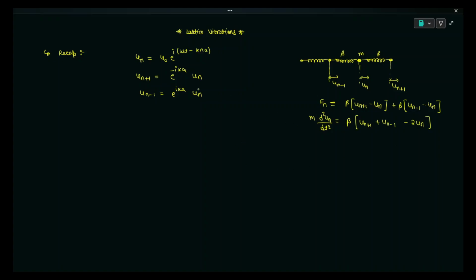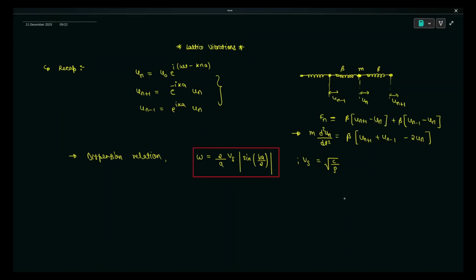We substituted all these solutions in this equation of motion, and we got the dispersion relation as omega equal to 2 divided by a times vs times the mod of sine ka by 2, where this vs is the square root of c by rho, and it is very specific to a lattice. So let's try to plot this dispersion relation.